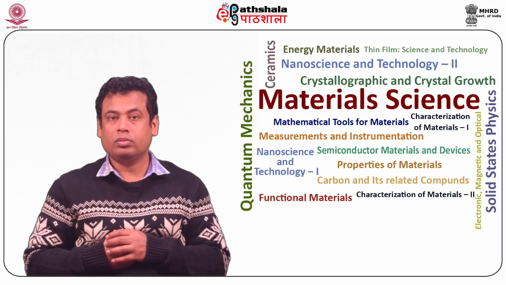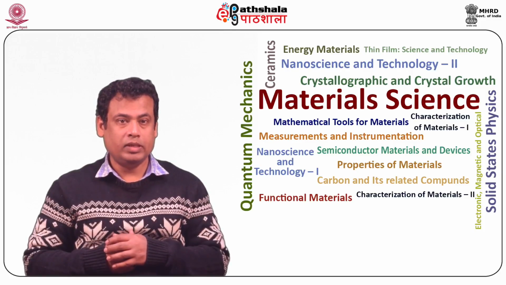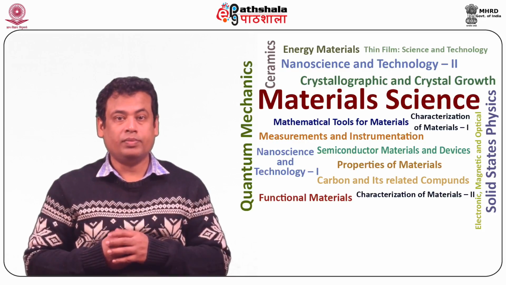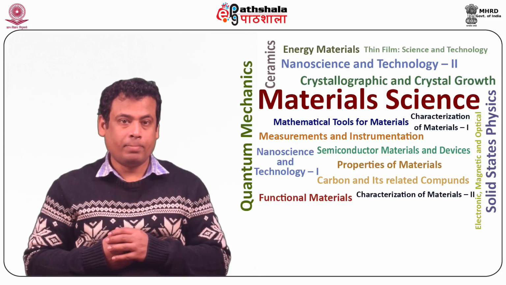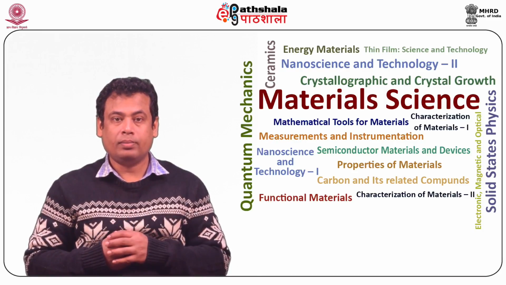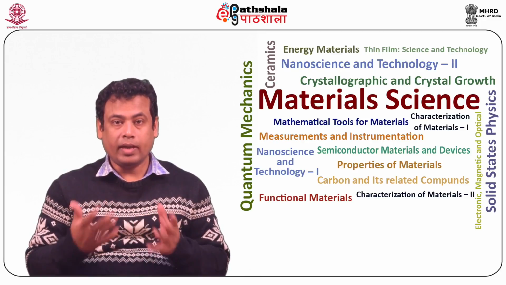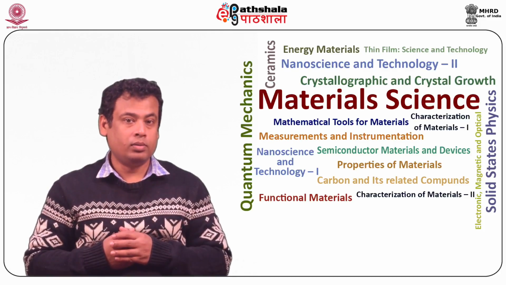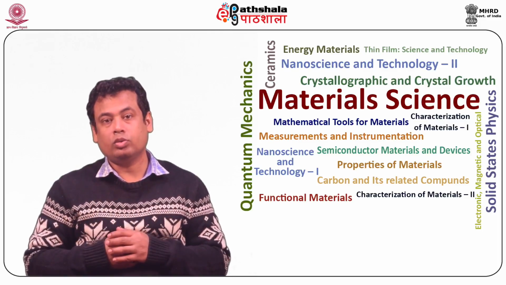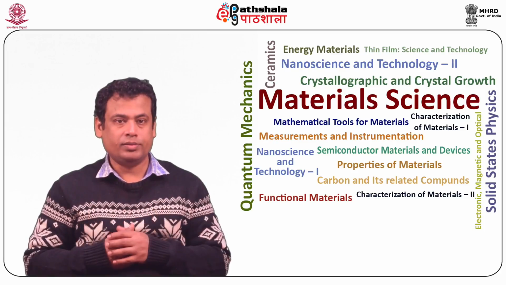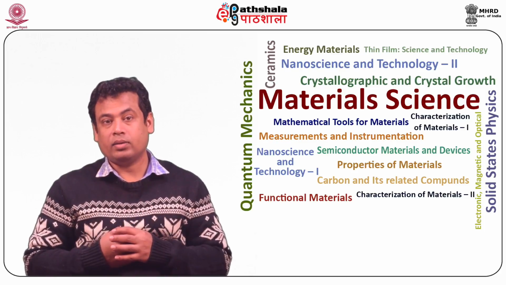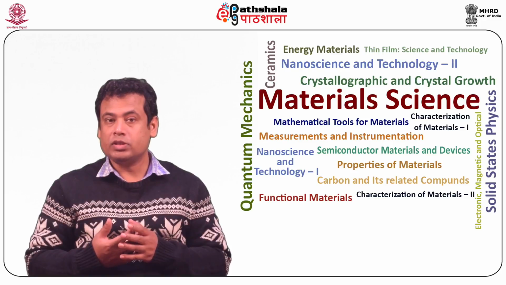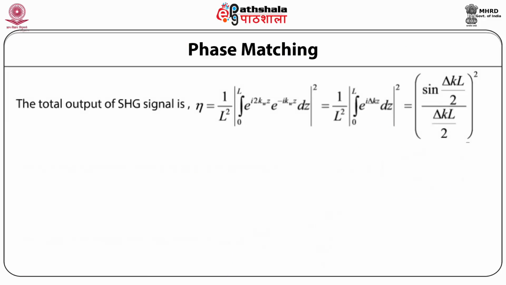This SHG frequency omega 2 and wave vector k2 is related to the wave vector and frequency k1 and omega 1 of the fundamental by k1 equal to n1 omega 1 divided by c, k2 equal to n2 omega 2 divided by c, and since omega 2 is equal to 2 omega 1, we can write k2 equal to 2 n2 omega 1 divided by c, where n1 and n2 are the refractive indices of the medium at frequencies omega 1 and omega 2 respectively. Phase matching.